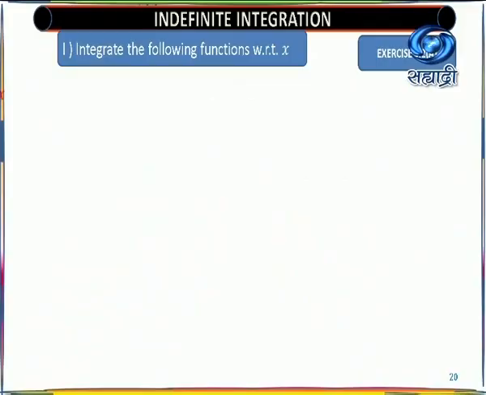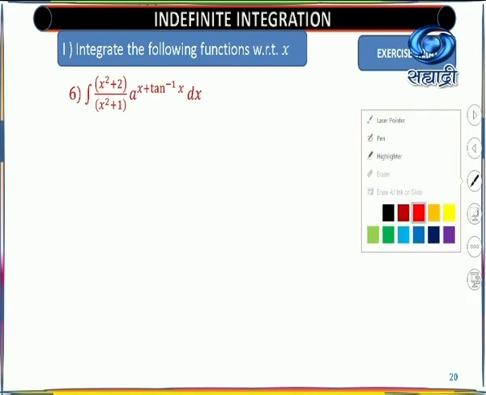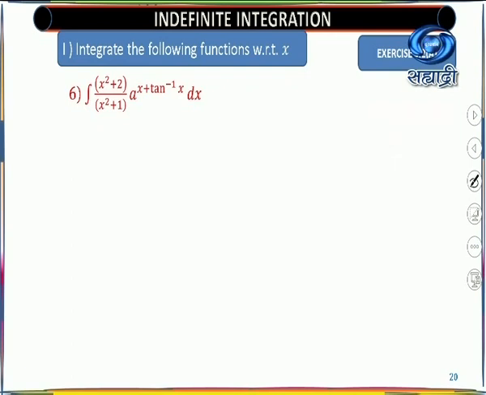Okay, now our next example, that is nothing but integral of (x square plus 2) upon (x square plus 1) into a raised to (x plus tan inverse x). Now look at here. This one is very important. Why? Because in the power function you are having inverse trigonometric function. So we need to substitute for x plus tan inverse of x. Okay, for that substitution we require t.